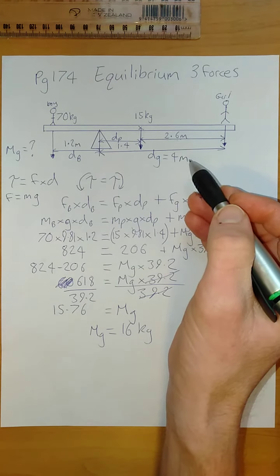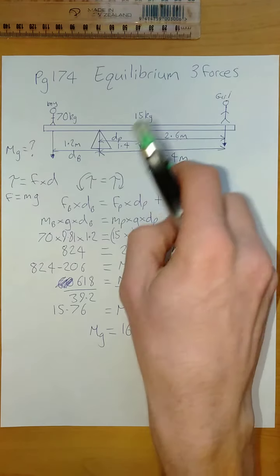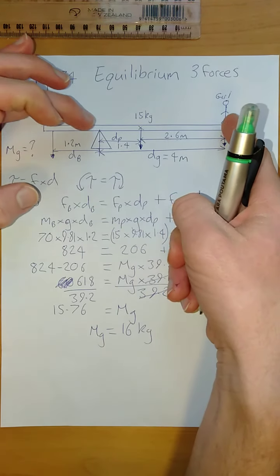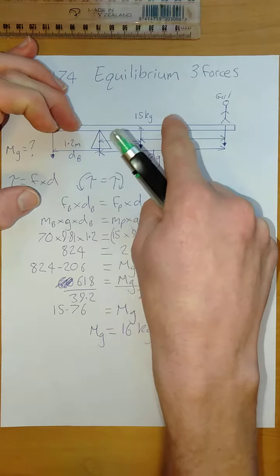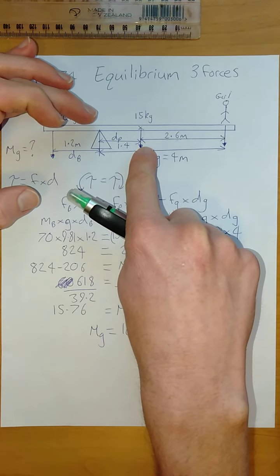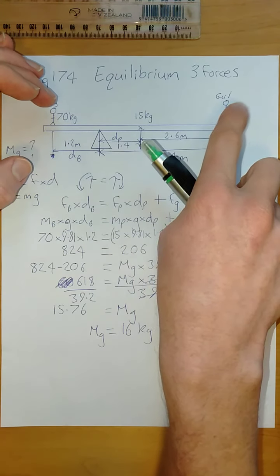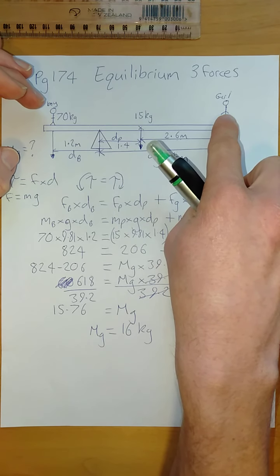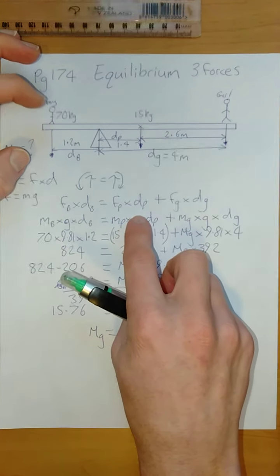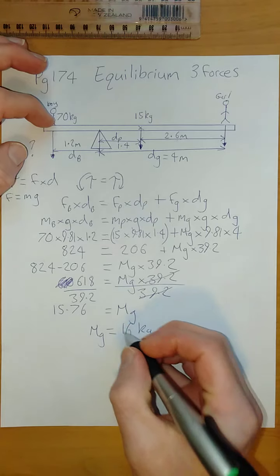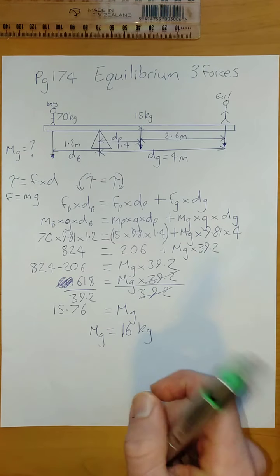So I could tell right from the start that because on this side you've got a longer distance to the girl, and also you've got the torque generated by the plank, that's telling me that the girl must not be very heavy in order to cancel out the mass of the boy. So 16 kgs looks a very good answer.